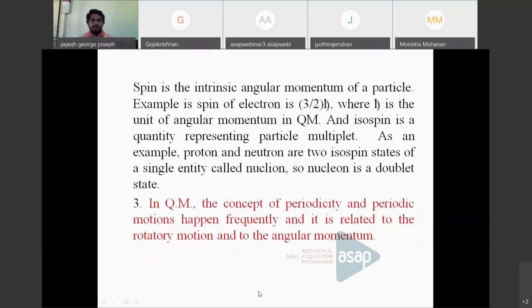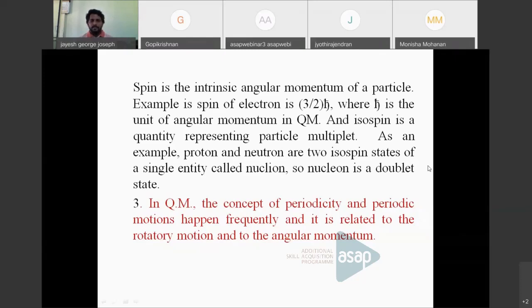And spin is the intrinsic angular momentum of a particle. Example is the spin of electron is 3/2 h cross, where h cross is the unit of angular momentum in quantum mechanics. And isospin is a quantity representing particle multiplet. As an example, proton and neutron are two isospin states of a single entity called nucleon. So nucleon is a doublet state.